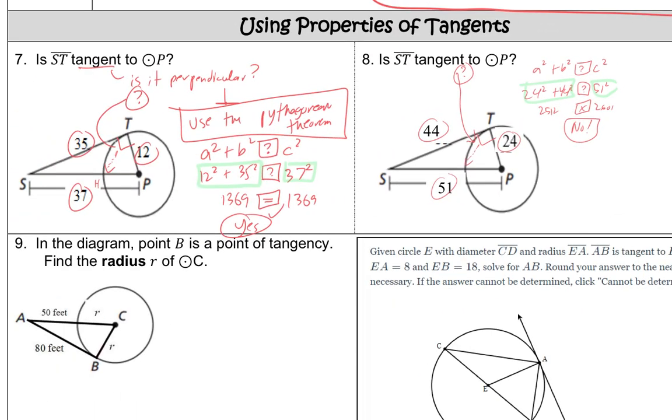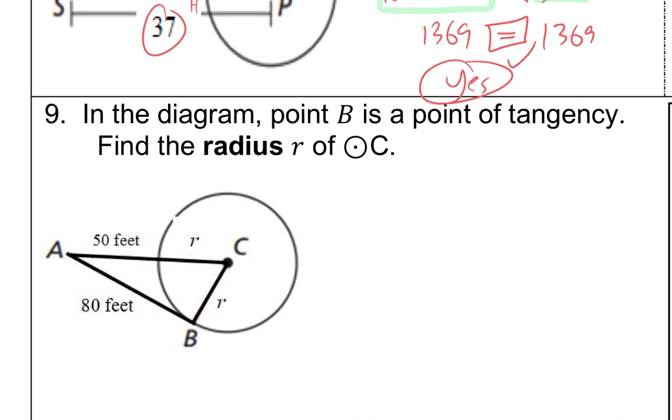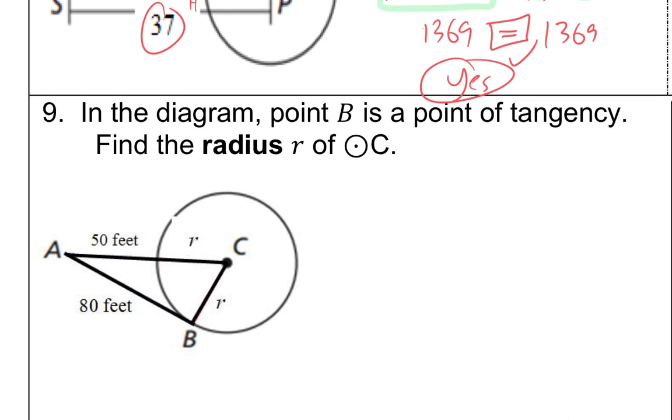Okay, so let's take a look at this one right over here. This is going to the next level. I know we can do this because we've been practicing up to this point. In this diagram, point PB is a point of tangency. So they're telling you that it is perpendicular. They want us to find the radius. Well, what is the radius? The radius is this right here.